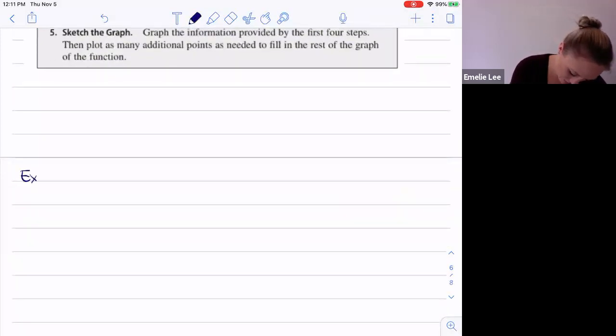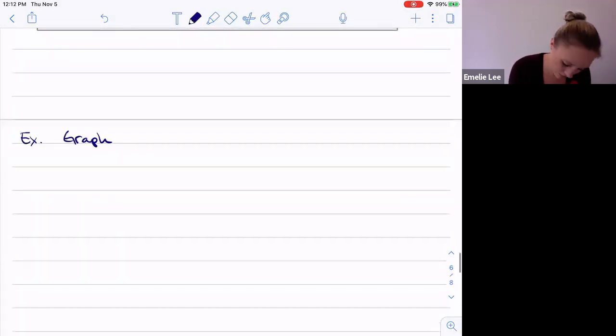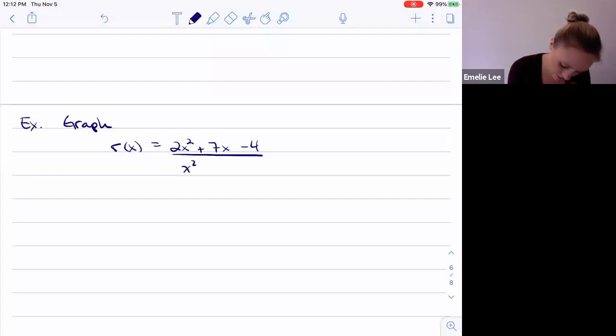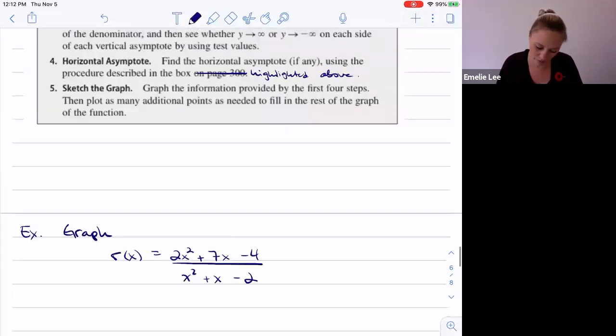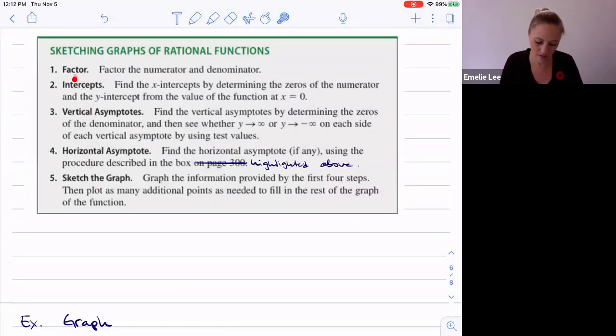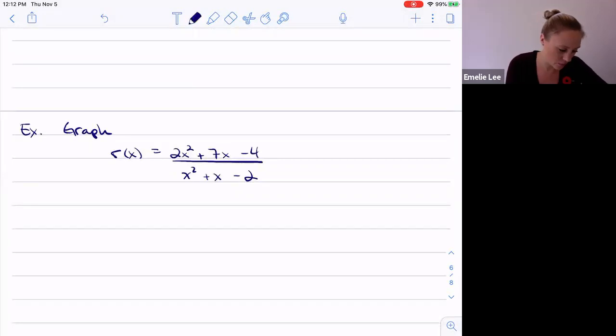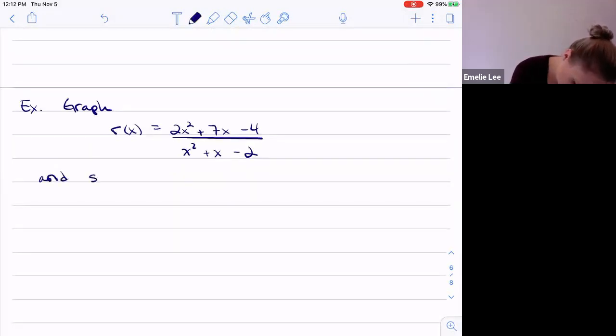just as an example, if I ask you to graph r of x equals 2x squared plus 7x minus 4, divided by x squared plus x minus 2. We're going to go through all these 5 steps, right? And then, of course, we're going to make sure we have the right graph with Desmos. And then we'll use the graph to find the domain and range, and state the domain and range.